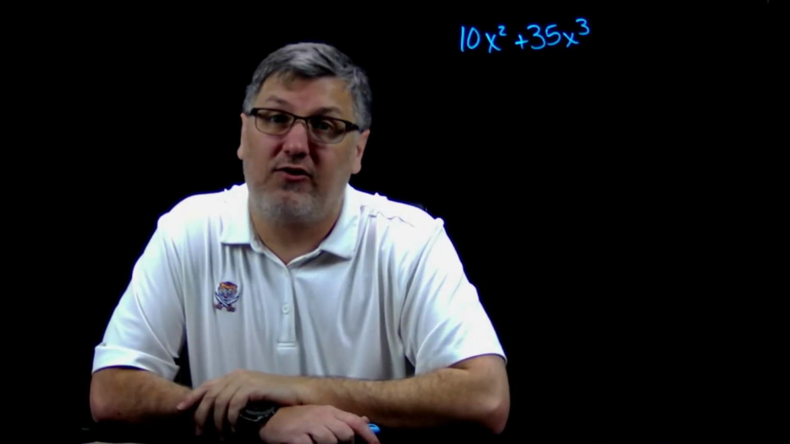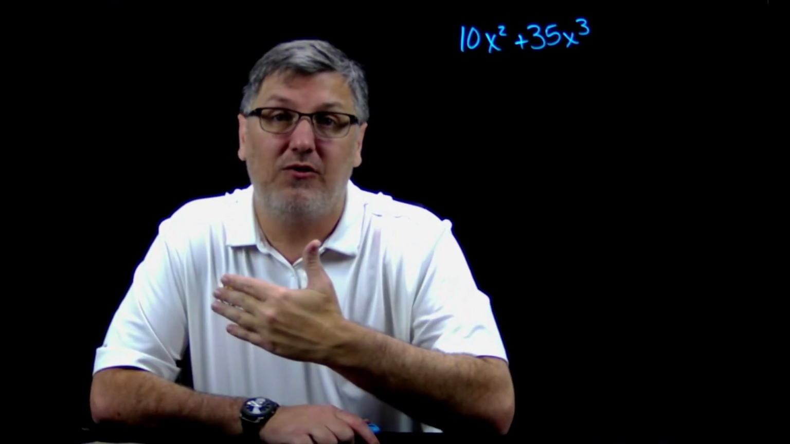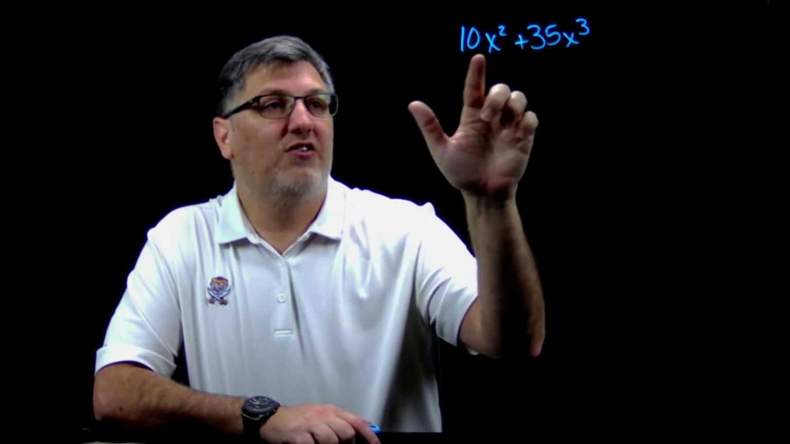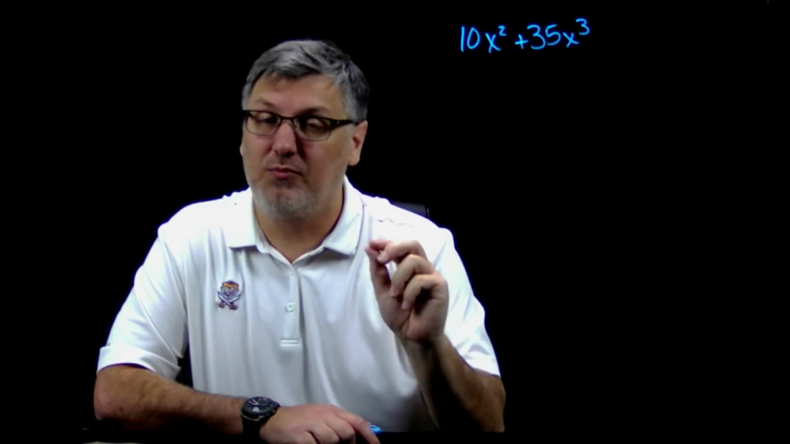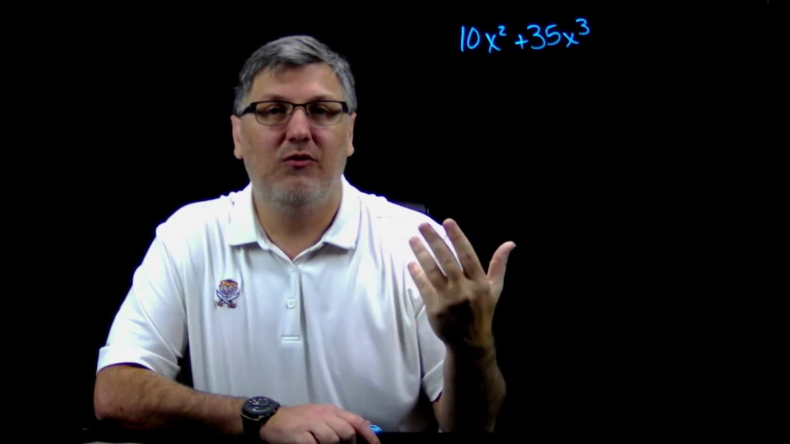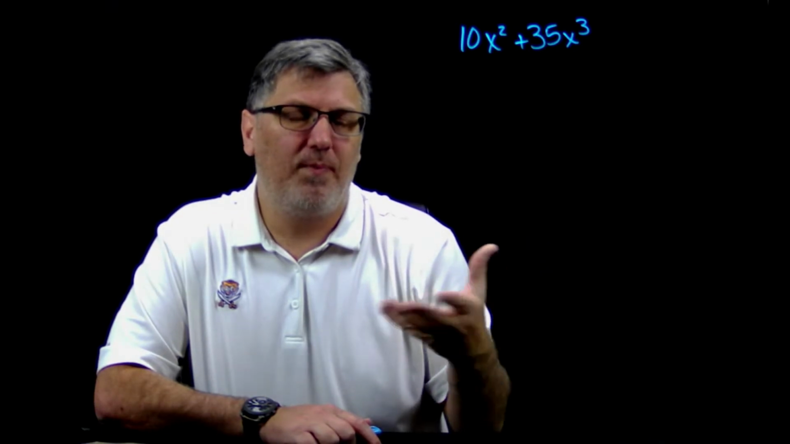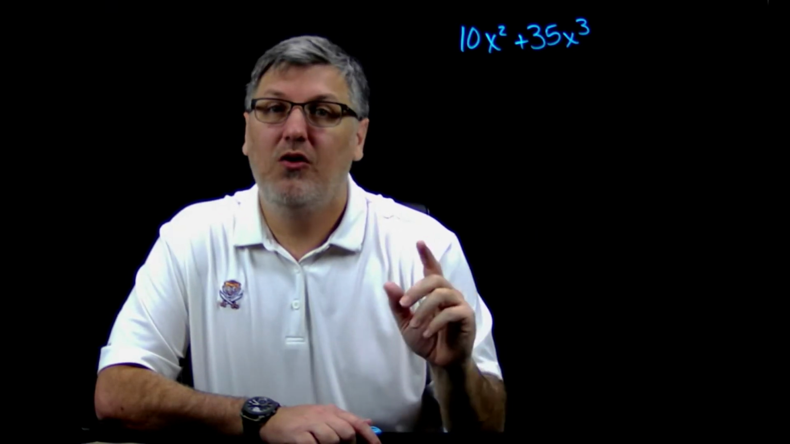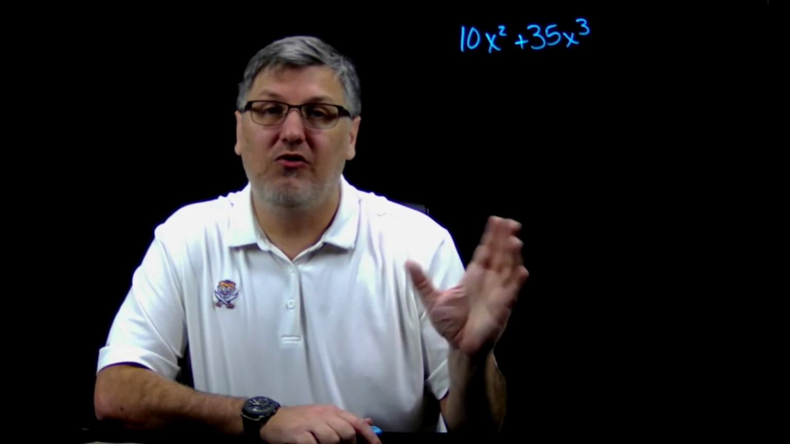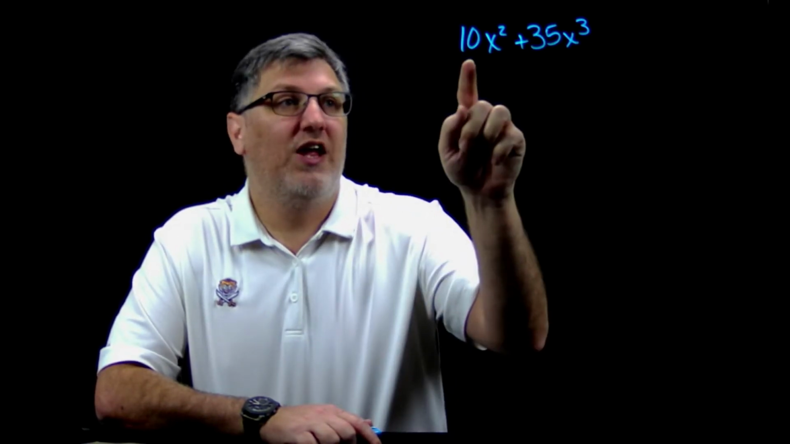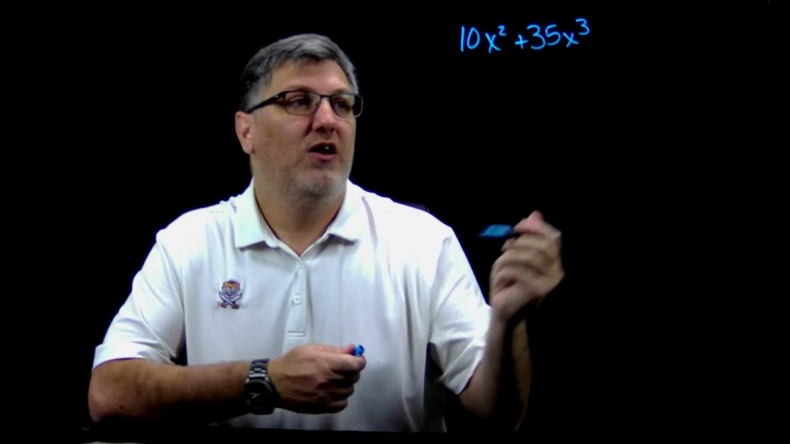I'm going to say, let's factor the GCF, or the greatest common factor. So I'm going to look, and I've got 10x squared, that's one term, plus 35x cubed, that's my other term. So I have to look and see what's in common with both of these terms. Well, I'm going to look at the numbers, and see, do they have a number that's in common? So I have 10 and 35.